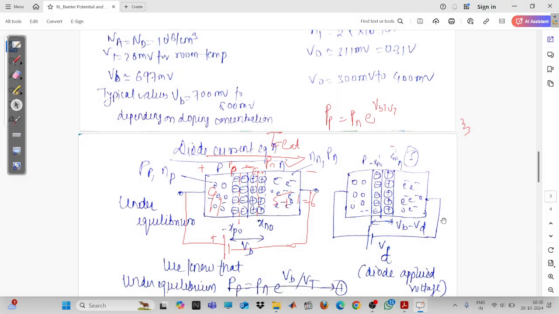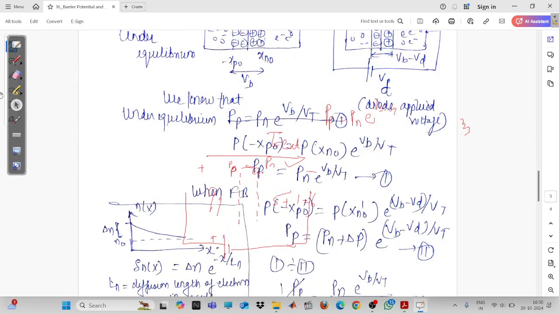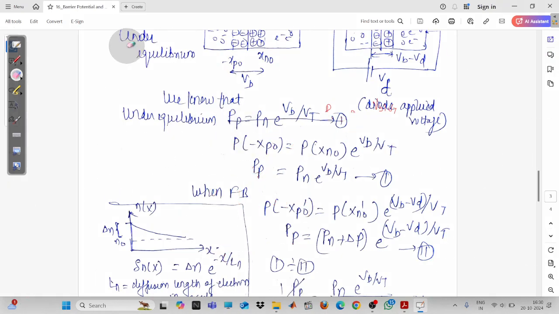Okay, depletion layer width decreases, at the same time the barrier potential also decreases. So now we can write two equations based on this. This one is for the no bias condition. This equation is for when nothing has been applied, when no external voltage has been applied, or you can say for the no bias condition.